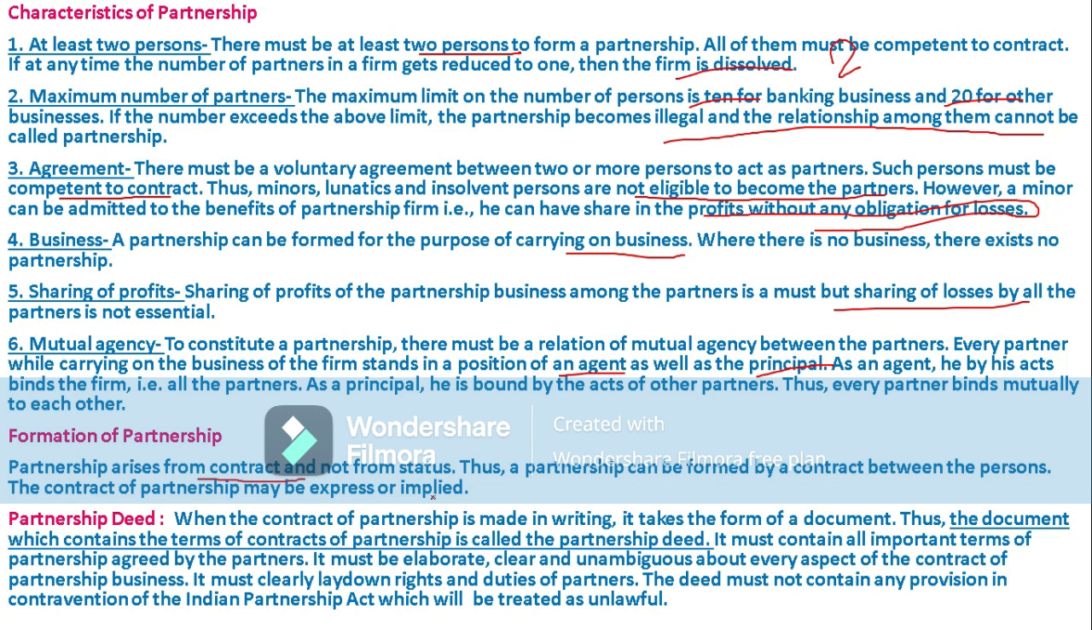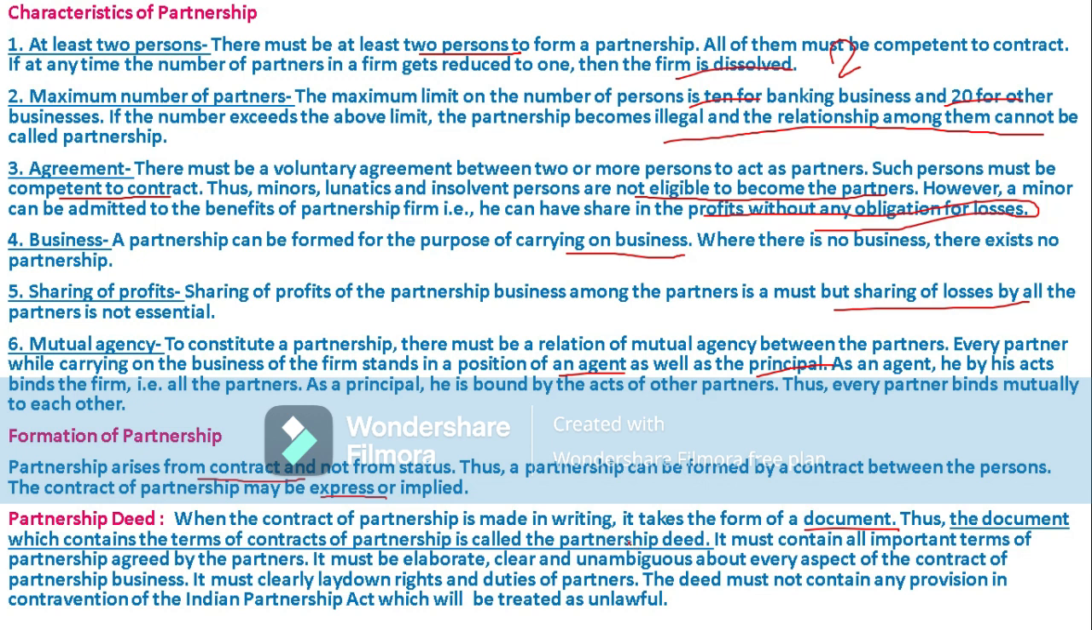So what does this partnership deed mean? When a contract of partnership is made in writing, it takes the form of a document. Thus the document which contains the terms of the contract of partnership is called the partnership deed. As I said before, express means in oral or written form. That written form is known as a document, and this document is called the partnership deed.